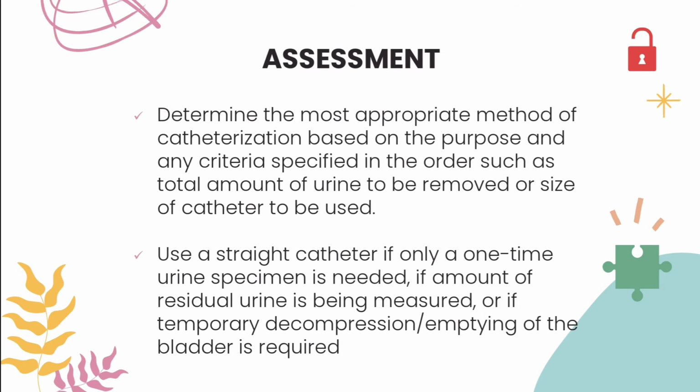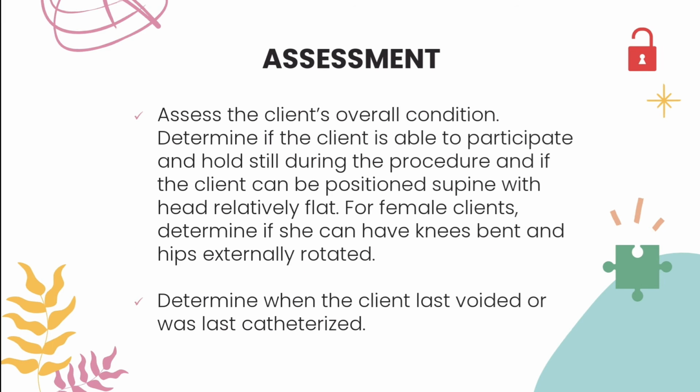For the assessment, determine the most appropriate method of catheterization based on the purpose and any criteria specified in the order, such as the total amount of urine to be removed or the size of catheter to be used. Use a straight catheter if only a one-time urine specimen is needed, if the amount of residual urine is being measured, or if temporary decompression or emptying of the bladder is required.